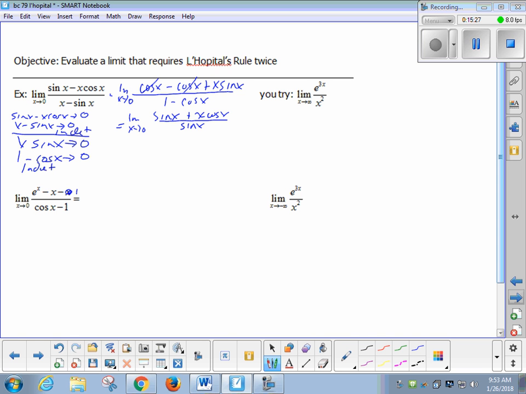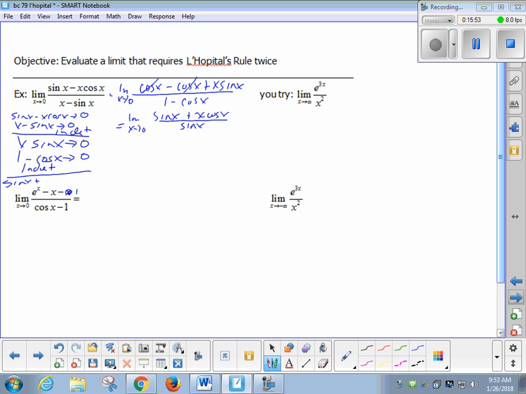What does the numerator go to? 0. And the denominator? 0. Now, here's the step where people say, oh, we're going to do this forever. You're going to be fine. Why? Tell me why you're going to be fine in one more step. Because the denominator is about to become cos, and we'll be good. Okay? So, stick with me.